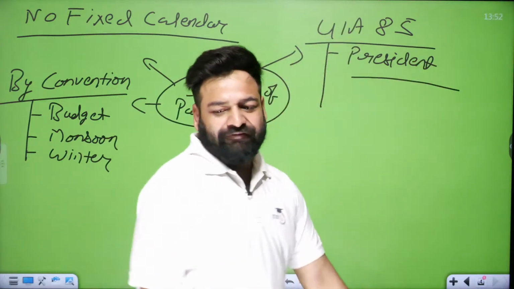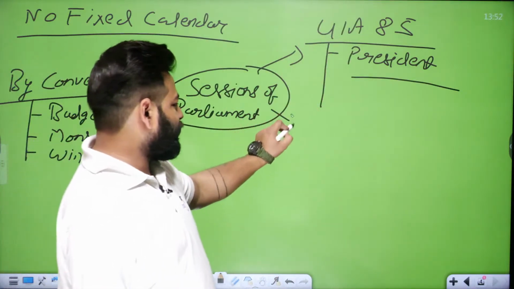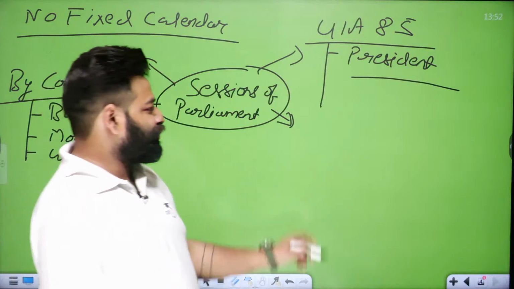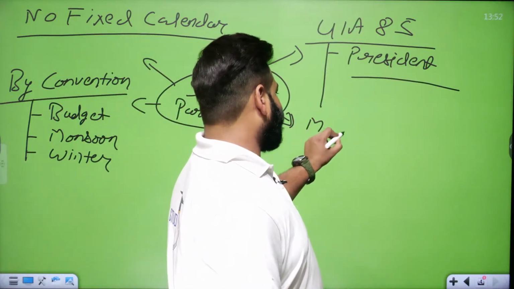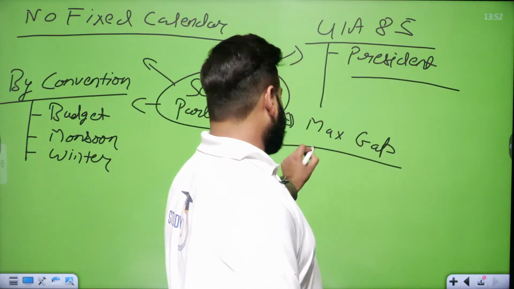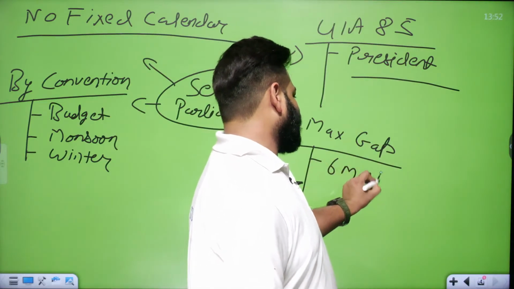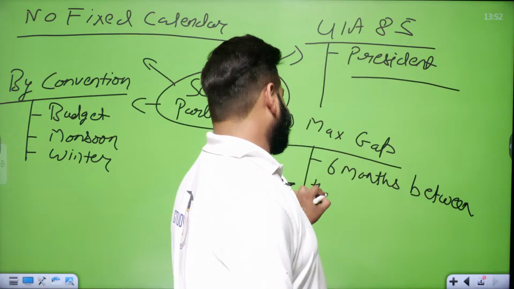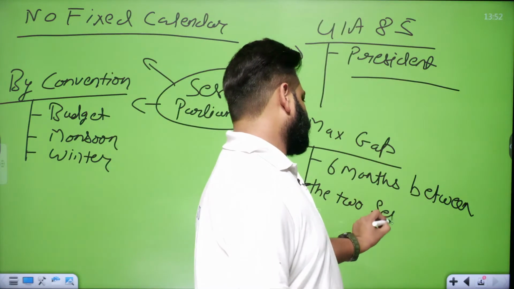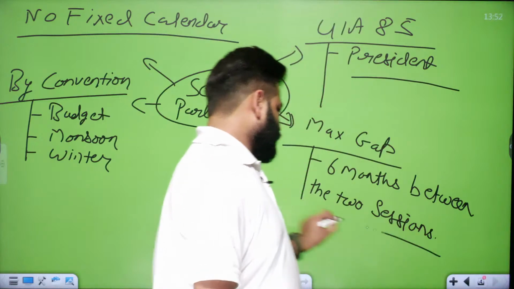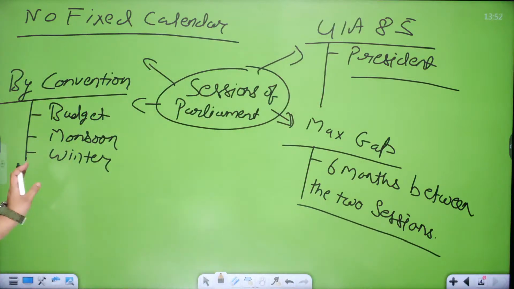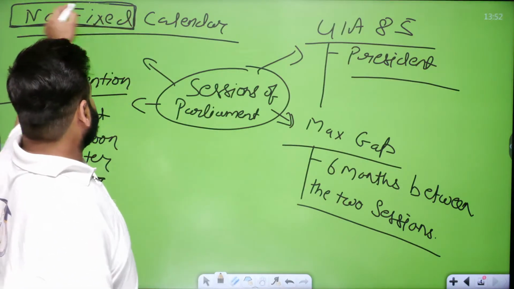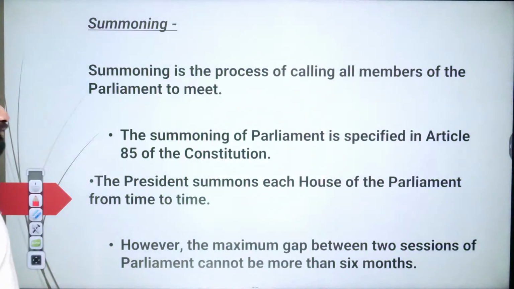What we have to keep in mind is that though no fixed calendar is there, the Constitution says that the maximum gap between the two sessions should not be more than 6 months. That's it. So this is what the parliamentary session is all about. Make this very clear: no fixed calendar. We have the convention, but nothing fixed.